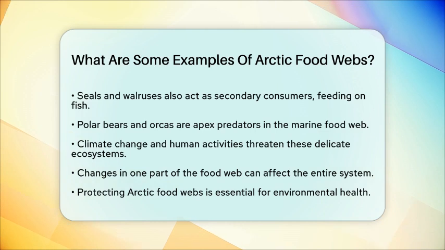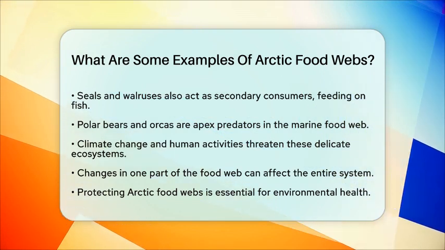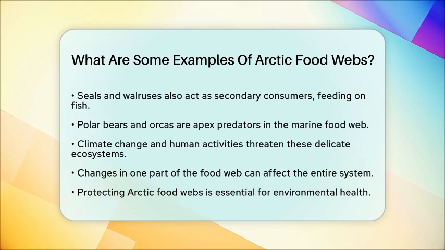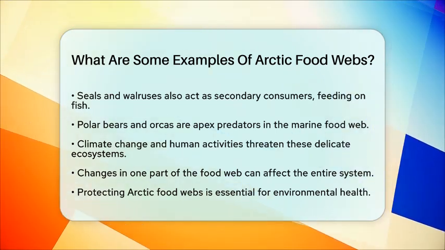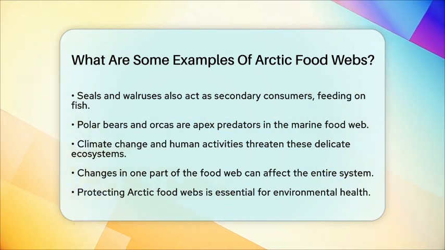Understanding Arctic food webs is essential, especially as we face climate change and human activities that impact these ecosystems. A change in one part of the food web can create a ripple effect throughout the entire system. For instance, if warmer waters reduce phytoplankton populations, this can lead to fewer zooplankton, which then affects fish and other marine animals. In summary, the Arctic food webs, both terrestrial and marine, showcase a delicate balance of life. Each organism plays a role in maintaining this balance, and protecting these food webs is vital for the health of the Arctic environment.